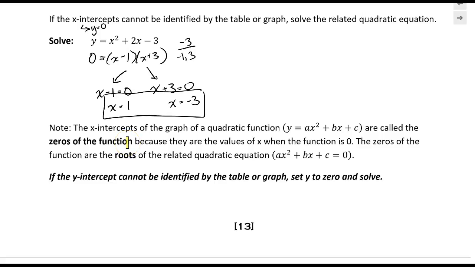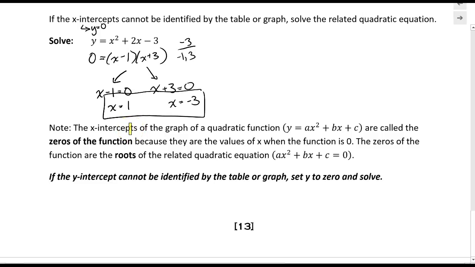Not every equation is going to be factorable. We will learn how to deal with ones that aren't factorable, but we'll get to that later in our unit. So for now, if you come across one that is not factorable, don't sweat it. Don't worry. We will learn how to do that.